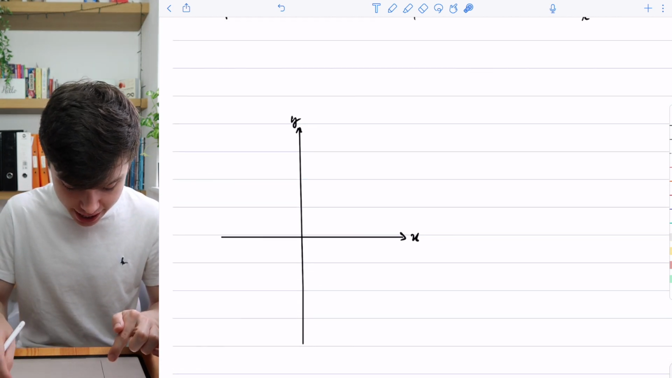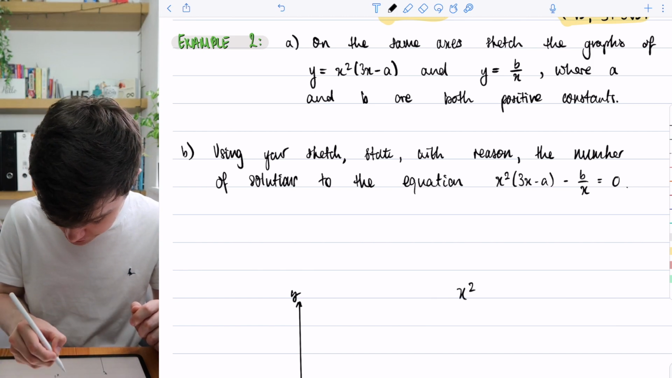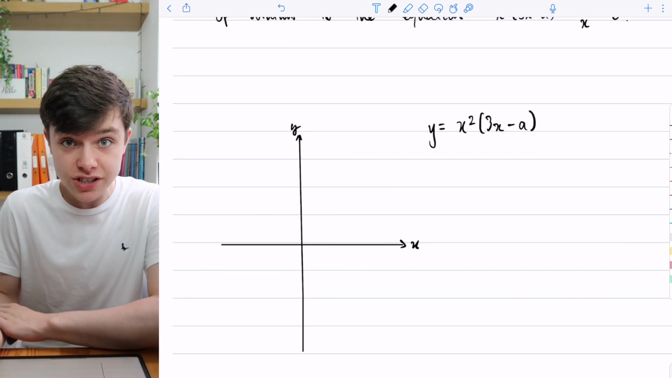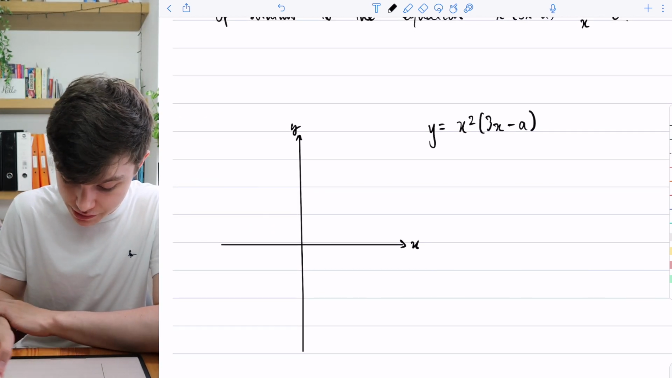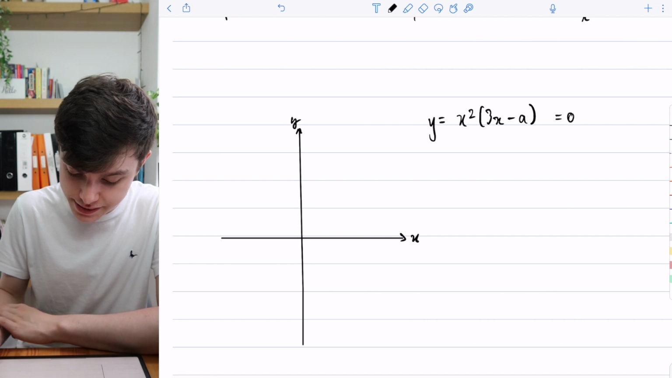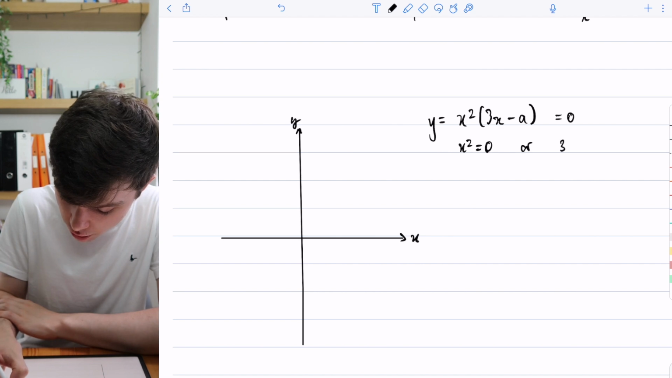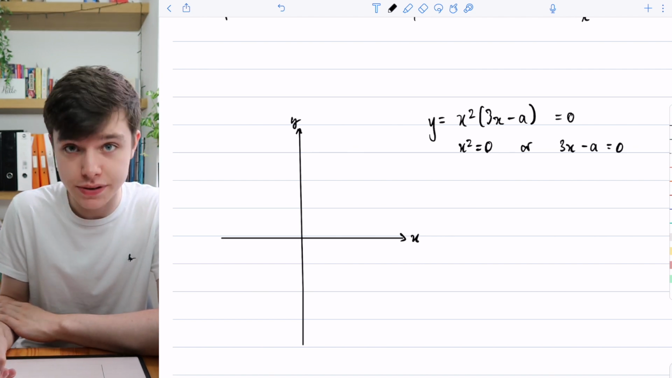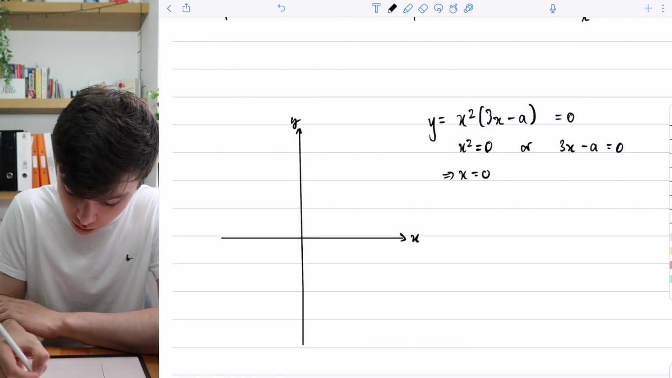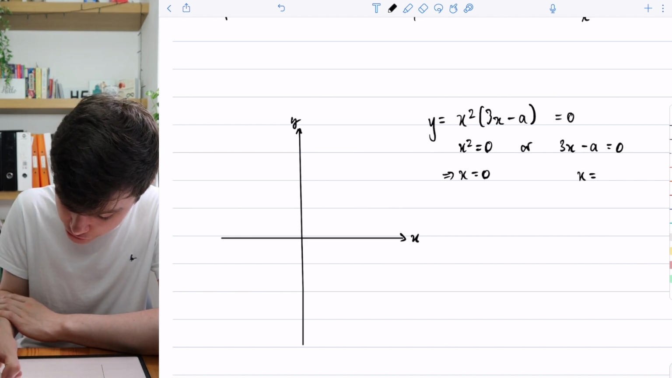So I'm going to sketch here. I'll write it down here so I can see, x squared times 3x minus a. So to sketch that, I'm going to first of all find the roots. If I set it equal to 0, and we're sketching on the same axes, yes we are, I'll have x squared is equal to 0, or 3x minus a is equal to 0. Then let's just solve both of those equations. That gives me x is equal to plus or minus 0, which is 0, or x is equal to a third of a.